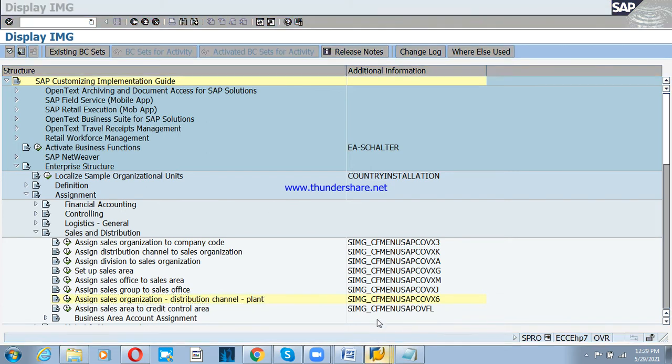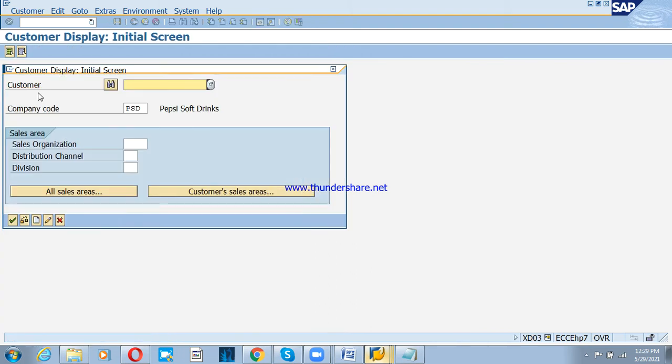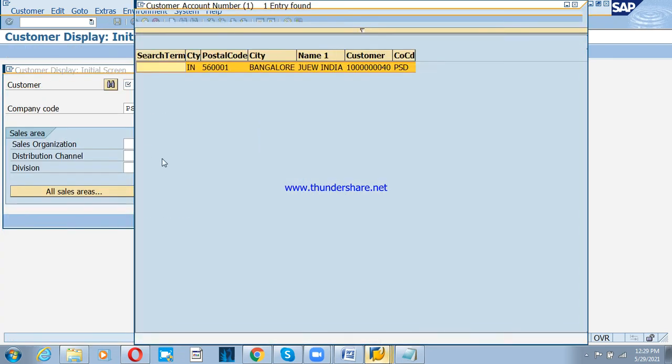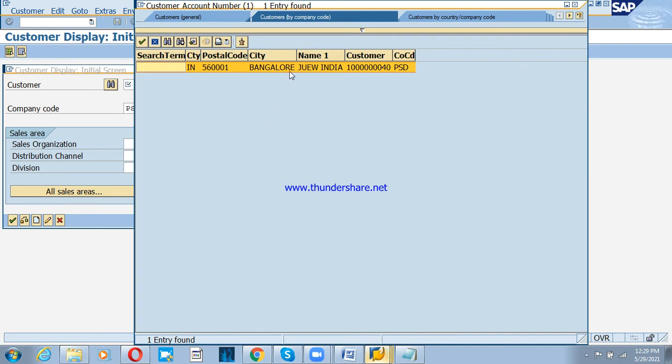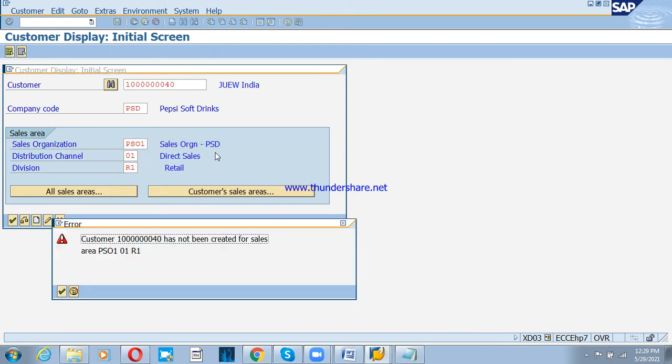Then I need to check whether the customer is there or not. So I'll go to XD03 and I'll check whether it is there. We have created a customer. I'll check with this one whether it is there. No, customer not created for sales.